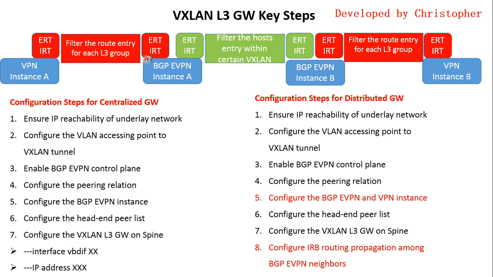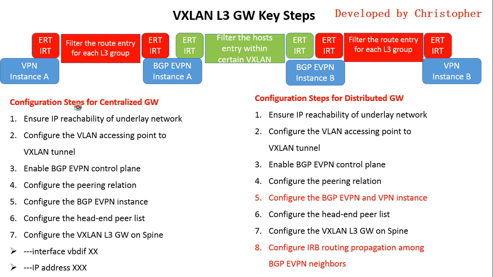As you can see, this one is a little bit hard to understand, but the key steps are the VPN instance and BGP EVPN instance configuration, the routing exchange between the BGP EVPN instance and the VPN instance, and the BGP EVPN instance to the BGP EVPN instance in another place.